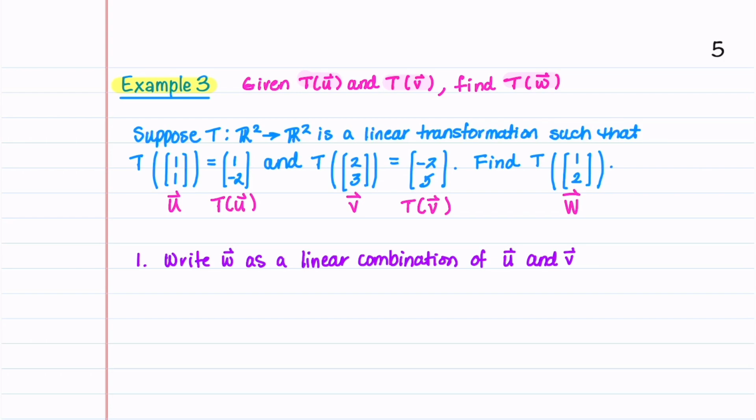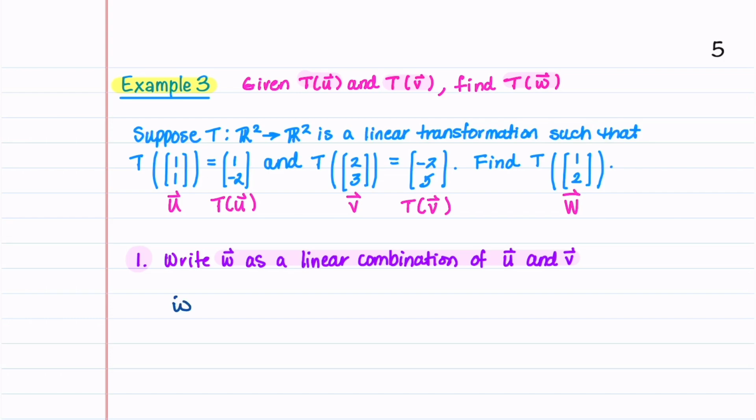Before we begin, I want to compare this example to the last example. If we needed to find the transformation of a lot of vectors in addition to vector w, we would first need to find A like we did in example 2. Since in this problem we're only asked to find the transformation of one vector, and that's vector w, we're going to use an easier method. I've broken down this method into 2 steps that we can follow. Our first step is that we're going to write w as a linear combination of u and v. The idea behind this is if we know how u and v transform, we can write w as a combination of u and v and then find how w transforms.